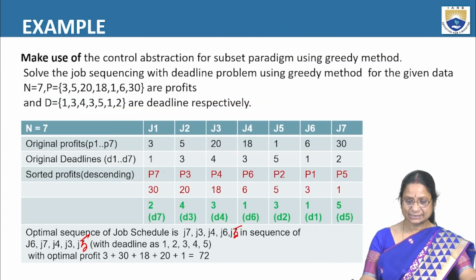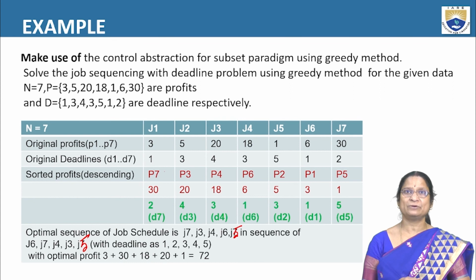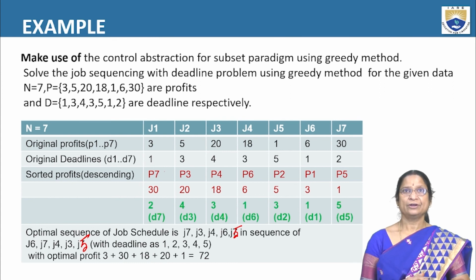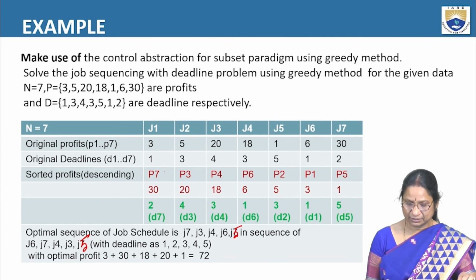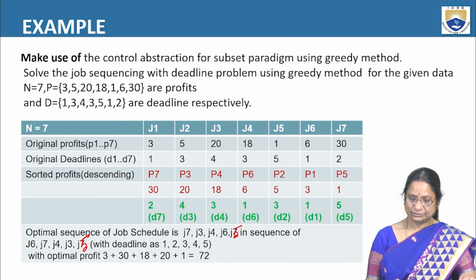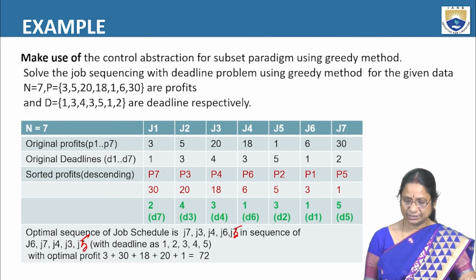So by using this greedy technique, what is greediness here? We are choosing the maximum profit job in the beginning. So we have the maximum, next maximum, next maximum, and so on. Please observe here. When you come to job 6, deadline 1 is acceptable.